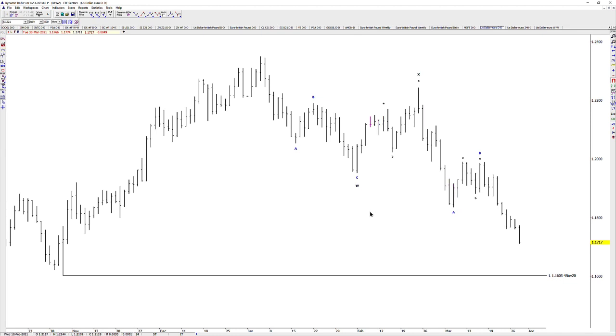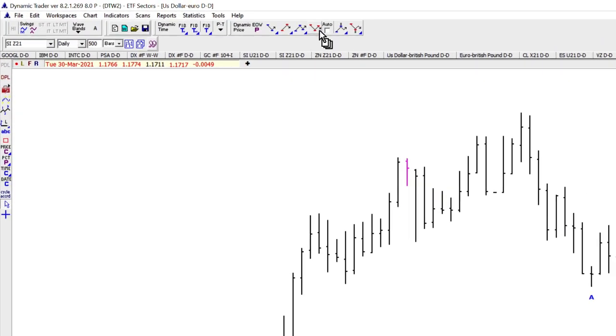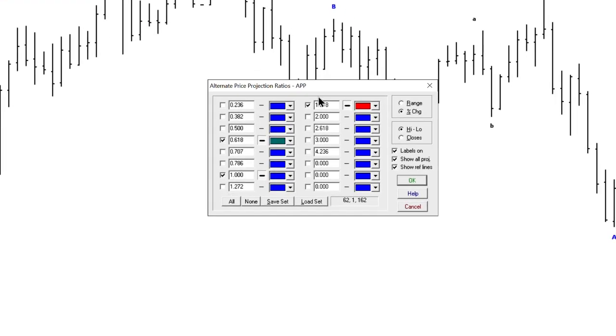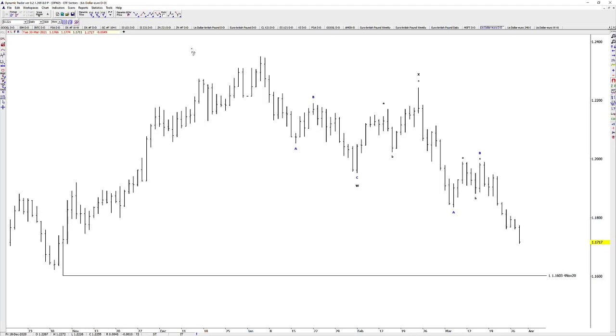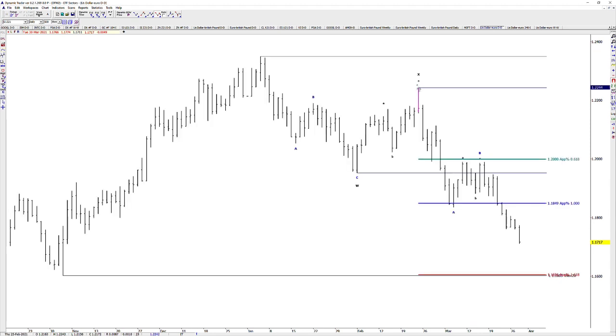Let's put those in and just see where we're at. So we'll choose the 62, 100, 162 alternate price projection. And let's see, we've got those checked off, all three of those, 62, 100, and 162. So let's just do those for both of these sections, the higher time frame ABC, and we can call this lower time frame, I guess, the A compared to the C.